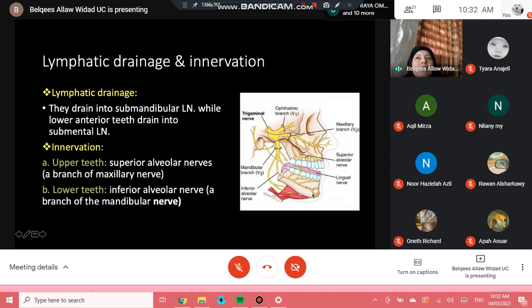That's why when there is severe or acute inflammation in the teeth, we always do the palpation for the submandibular and the submental lymph nodes, because if there is a swelling, it means there is acute inflammation. We have to give antibiotic.